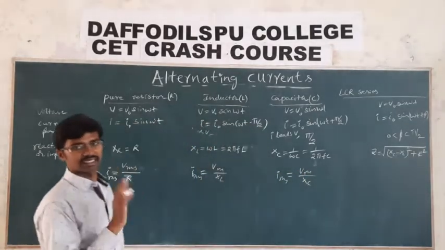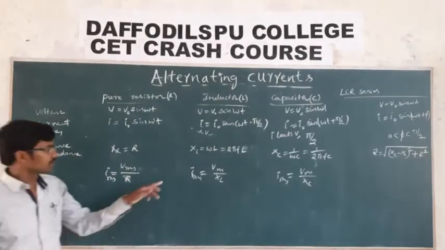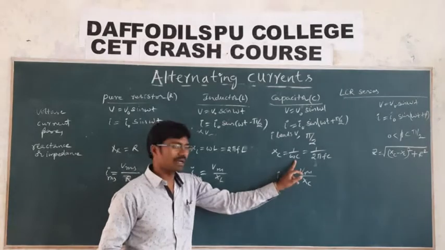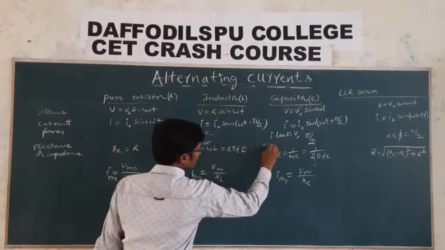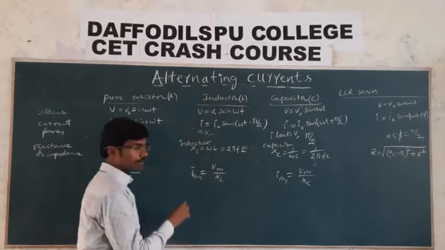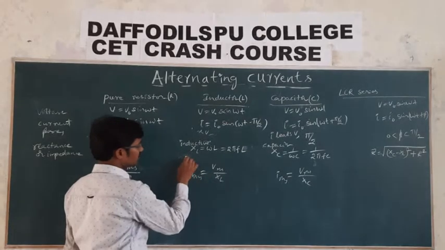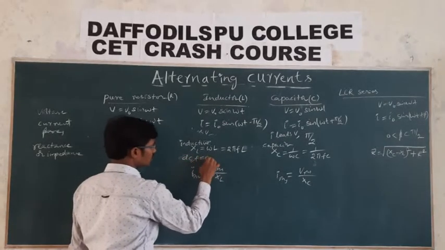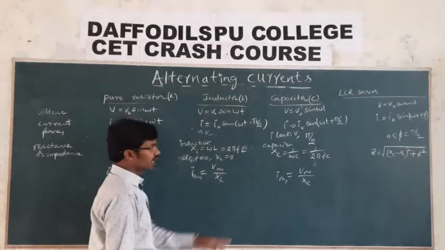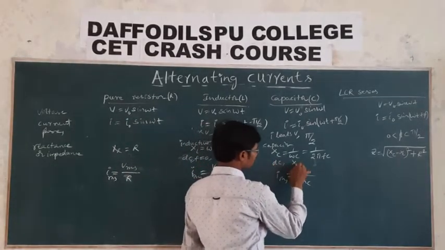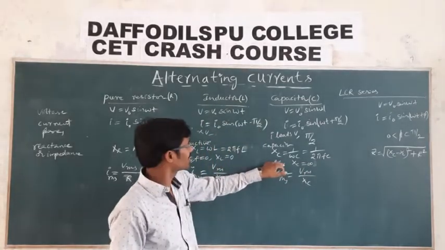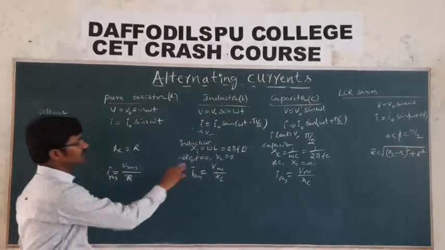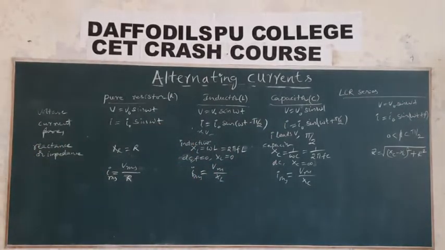XL and XC are nothing but what? XL is nothing but inductive reactance, and XC is capacitive reactance. Remember, for DC, frequency is equal to 0. Then what is inductive reactance? Whereas for DC, what is capacitive reactance? Infinity. More opposition is offered to the DC by the capacitor, whereas the inductor does not offer any resistance for the flow of DC when it passes through it.